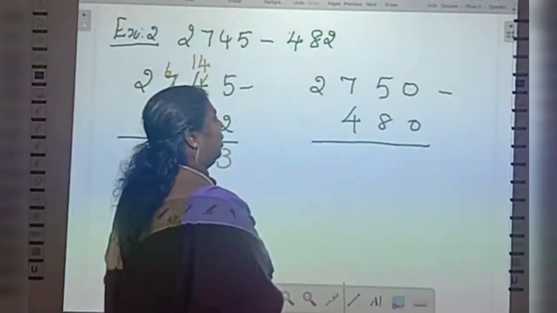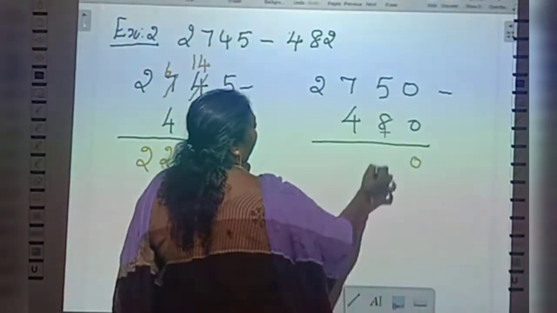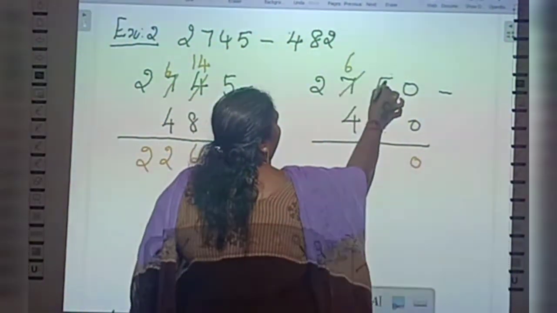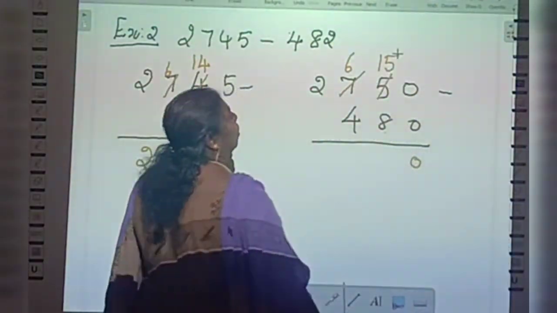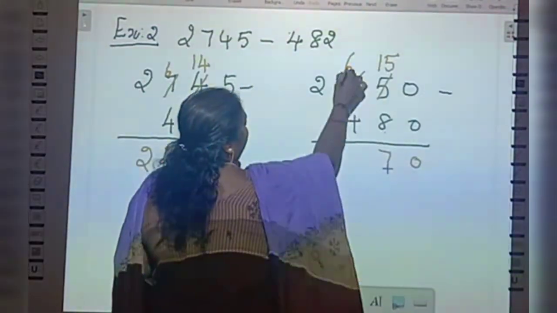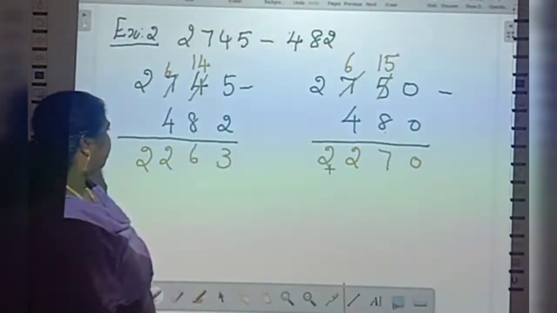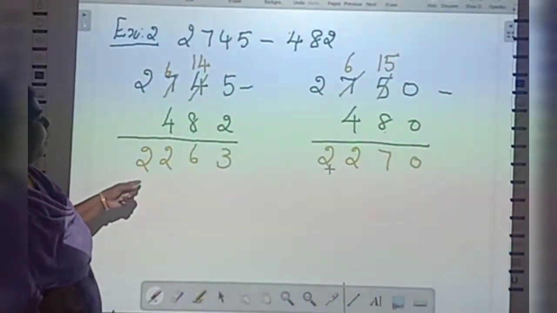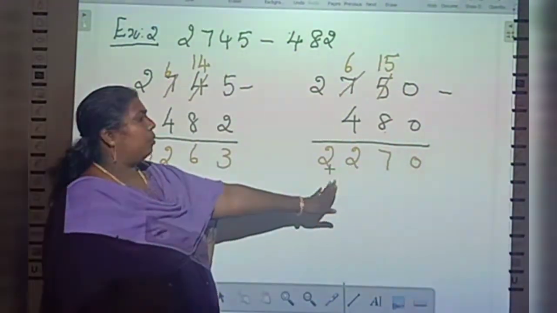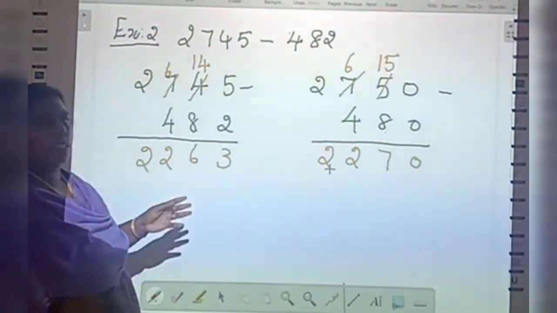Okay, now the estimated difference. 0 minus 0, 0. Then 5 minus 8. No, we cannot subtract, so we have to borrow from here. That means here 6, here 15. Now 15 minus 8, how much? 7. Then 6 minus 4, 2. Then 2. Here the actual difference is 2263. Then the estimated difference, how much? 2270. Do you understand? This is nearest 10.